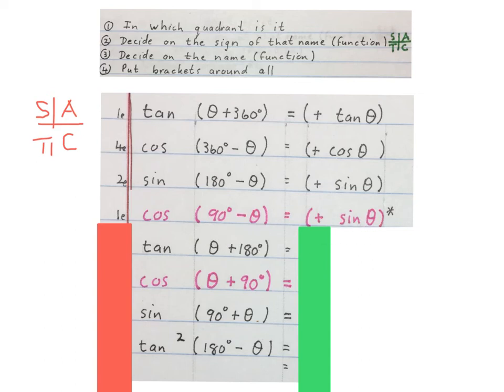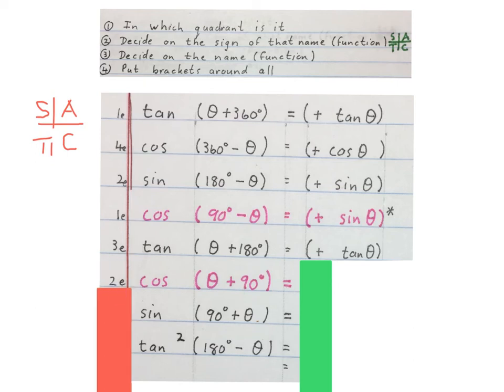Second last one I'm doing with you. Tan theta plus 180. In the third quadrant, tan is positive there. The name stays the same. Cos theta plus 90 degrees. We're in the second quadrant. Cos is negative in the second quadrant. And because there's a 90 and a theta, we change the name. So cos theta plus 90 degrees becomes minus sine theta.